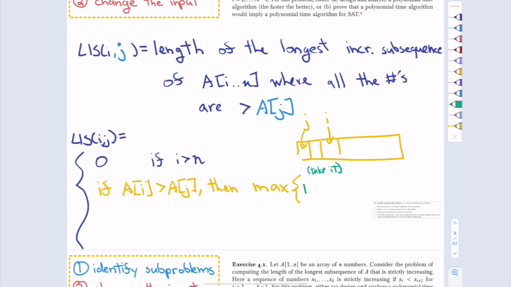So I would get 1 point for taking AI, okay? And now I want to recurse, but what should I put in for the parameters? So what would be the parameters to the recursive call? Keep in mind the sentence that we're trying to implement. Yeah? I plus one, J. Okay. I plus 1, J. So the length of the longest increasing subsequence of A I plus 1 onto the rest where all the numbers are bigger than A J.